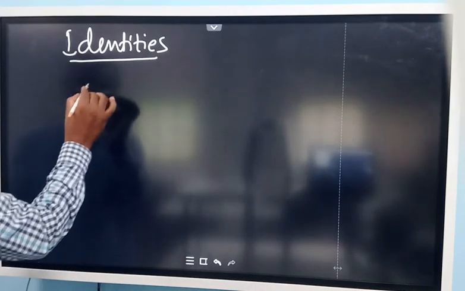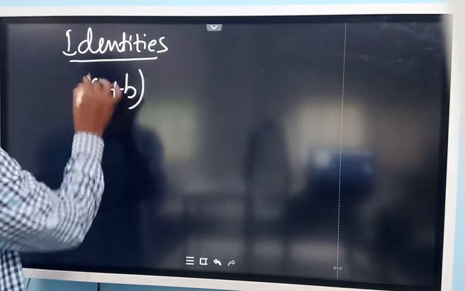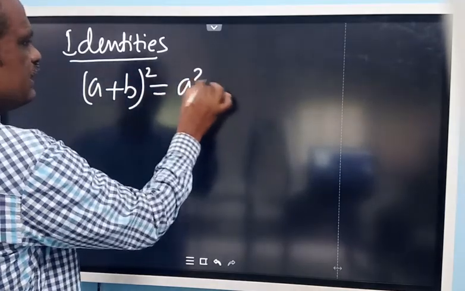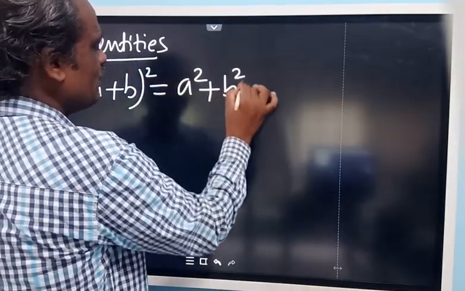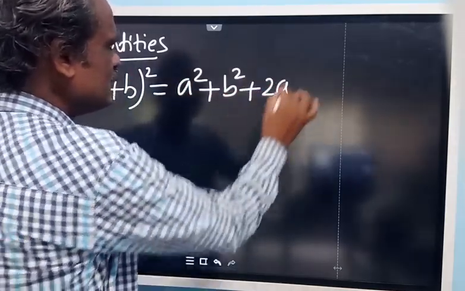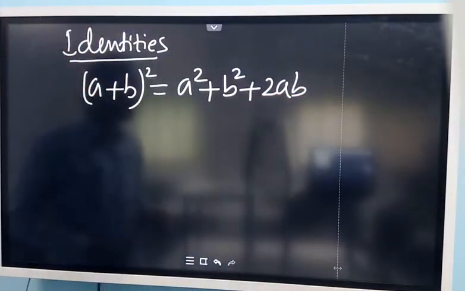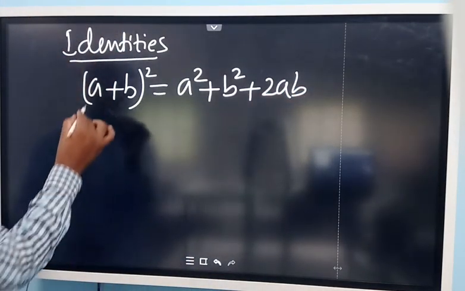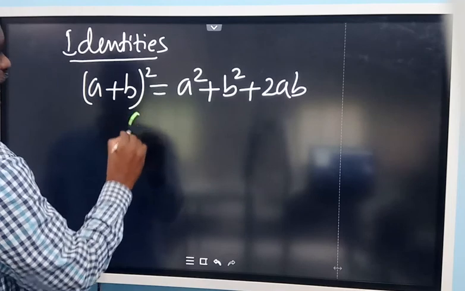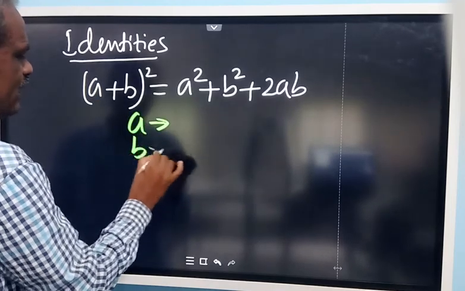There is a difference between, say, (a + b) whole square, you have the expression a square plus b square plus 2ab. This is an identity. Why is it called an identity? Here we have two variables, a and b.